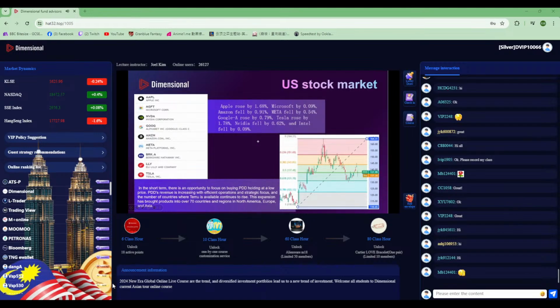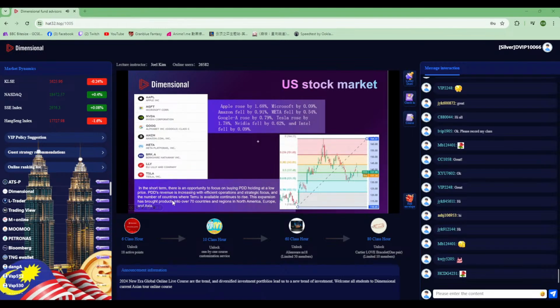Now, okay, regarding the seven tech giants, you can see that Apple rose by 1.68%, Microsoft by 0.09%, Amazon fell by 0.91%, and Meta also dropped by 0.54%. Google rose by 0.79%. Tesla rose by 1.78%, and Nvidia fell by 0.62%, and Intel also fell by 0.09%. So, all right, these are the seven tech giants.